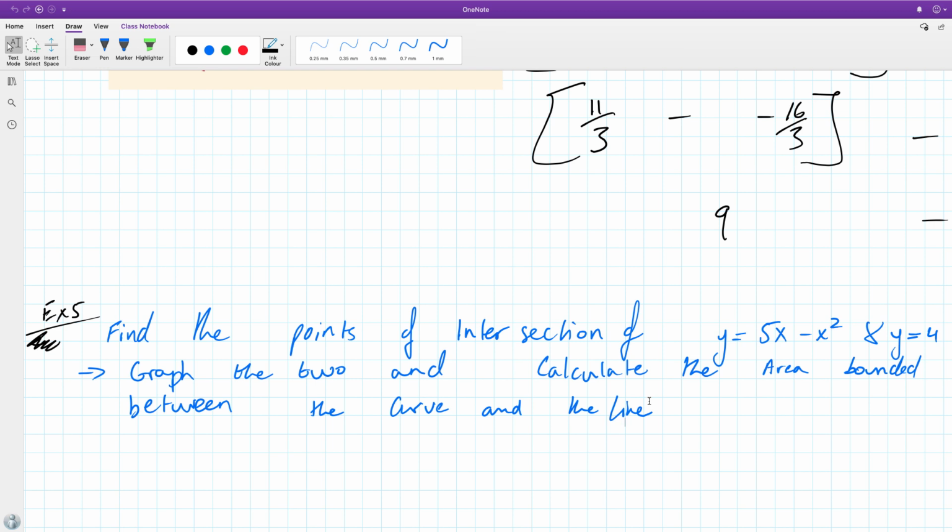For your point of intersection or your curve, you know that the line is going to go through 4, right? As you factorize this, solve it from 0, see where that goes through your graph as well. Alright?